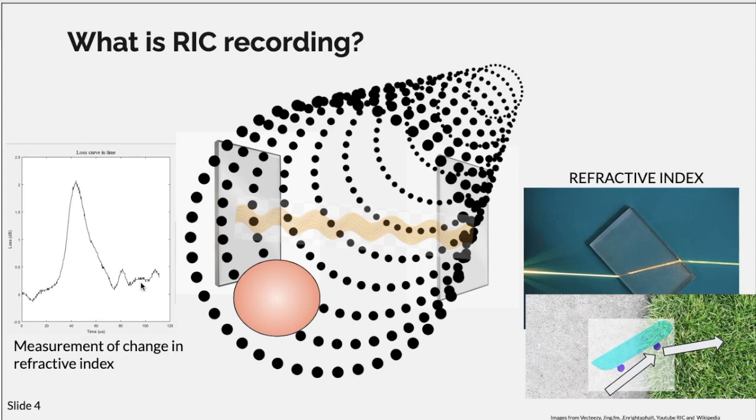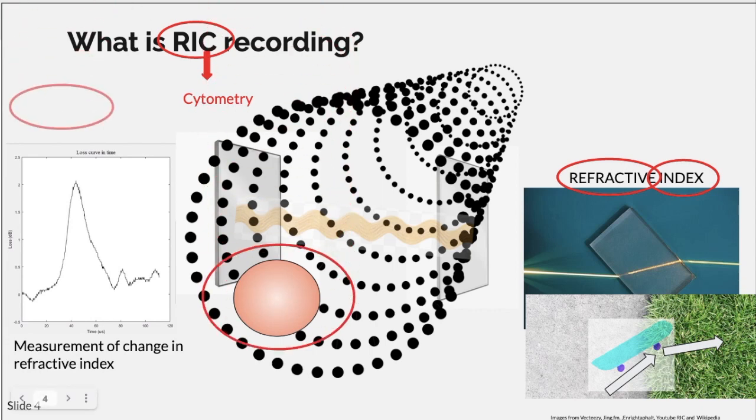So that's what RIC is basically recording, and this is why RIC is called RIC, because R stands for refractive, I stands for index, C for cytometry, and cyto means cells, and metry just means measurements. So that's why it's called RIC.